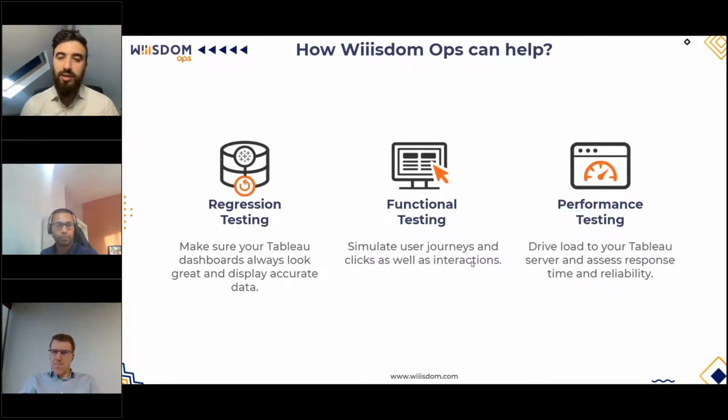The second one is functional testing. Here you will be able to simulate user journeys and clicks, and this way you can ensure that reports behave as expected, both the navigation in the report and the use of the filters and parameters. That's really important. And with this one, you can also ensure that the data displayed is correct.